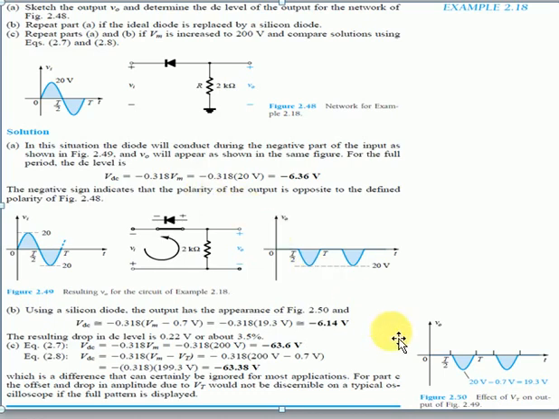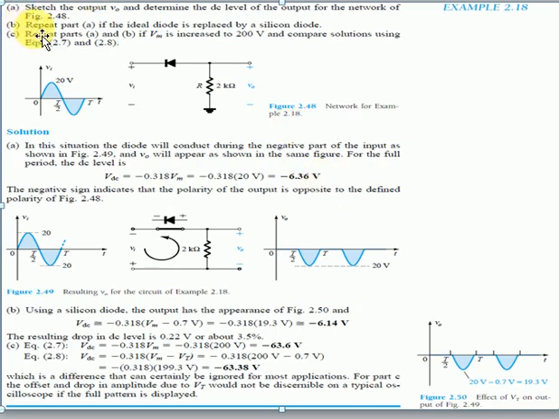Why minus 20 volt? As we are having the signal maximum voltage at the negative cycle. At positive cycle there is no voltage, so that's why VDC is equal to minus 0.318 Vmax, and Vmax is 20 volt. That's why we will have the answer of minus 6.36 volt.